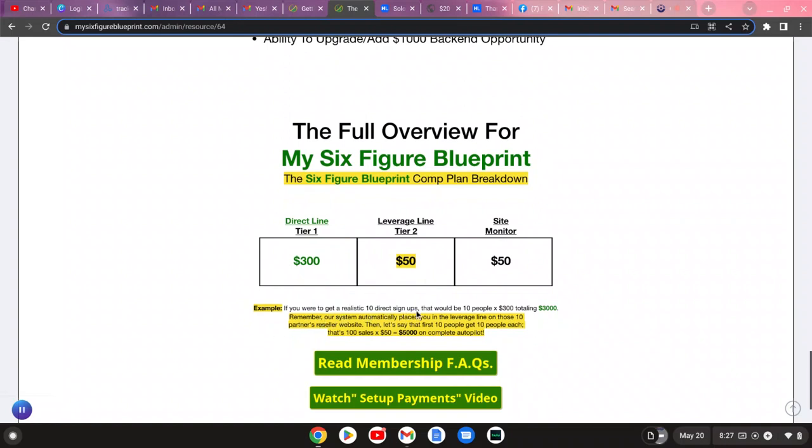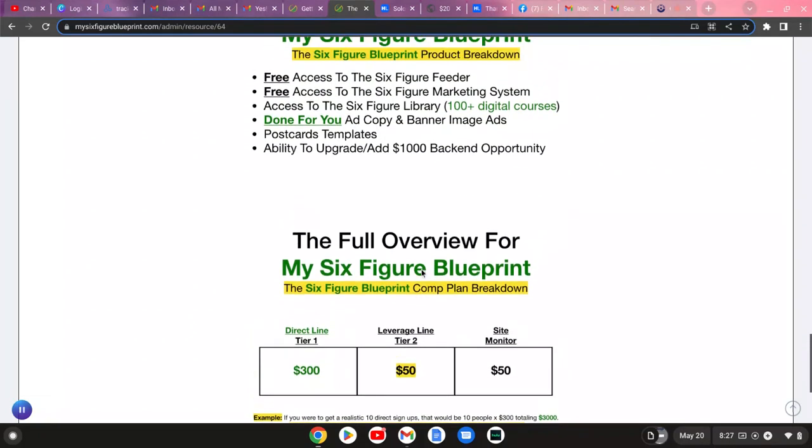So if you were to get a realistic 10 direct signups, that would be 10 people times 300, totaling $3,000. Remember, our system automatically places you in the leverage line on those 10 partners' reseller websites. Then let's say the first 10 people get 10 people each. That's 100 sales times 50, which is 5,000 on complete autopilot. Again, you can't beat that with a wooden spoon. So yeah, with this system, if you're on this level, you're gonna get that payment. You'll get your $300 commission, and then whoever brought you in will get 50. So that's pretty much it.